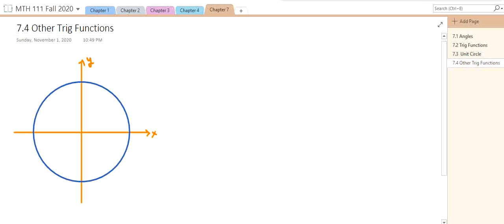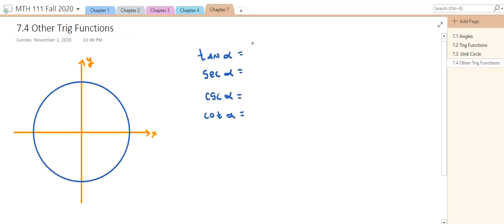We can use this unit circle to do other trigonometric functions, and by other I mean the tangent of alpha, the secant of alpha, the cosecant of alpha, and the cotangent of alpha. We can either figure these things out, or it's much easier just to relate them to the sine and the cosine.